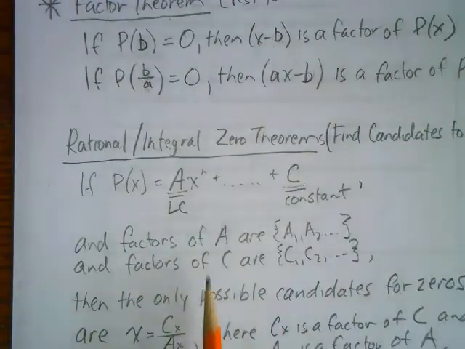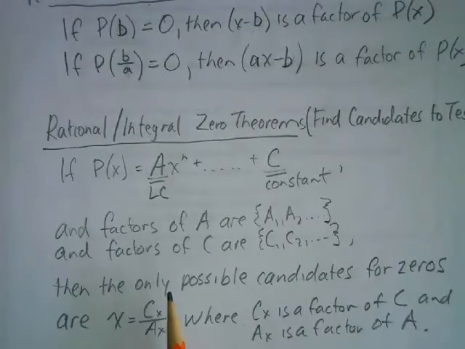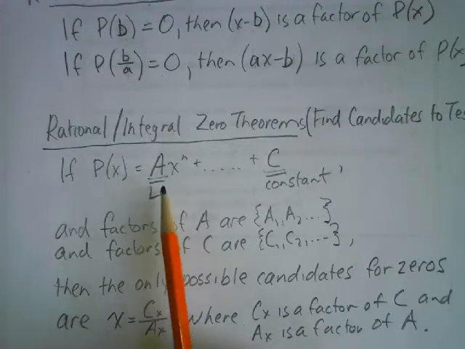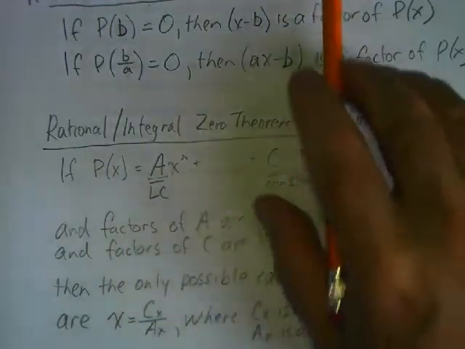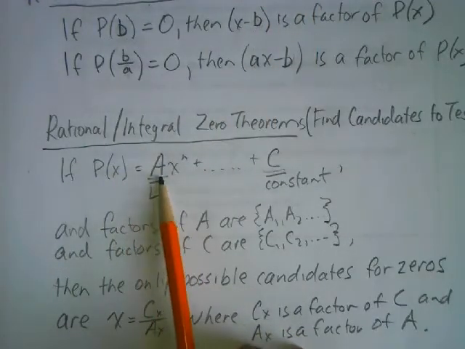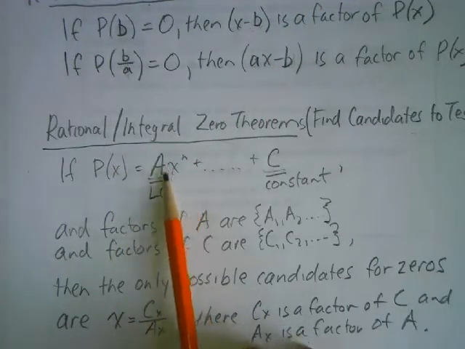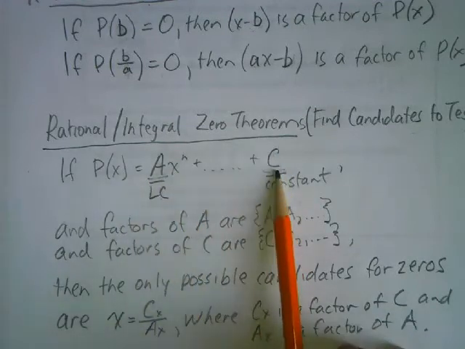Okay, so the way we do that, and we're going to apply these in the example, so don't worry if this is too much theory for you. You'll see how it works. If we had the polynomial, this is p of x again, what we're interested in is the leading coefficient of the highest degree term, of course, and the constant.